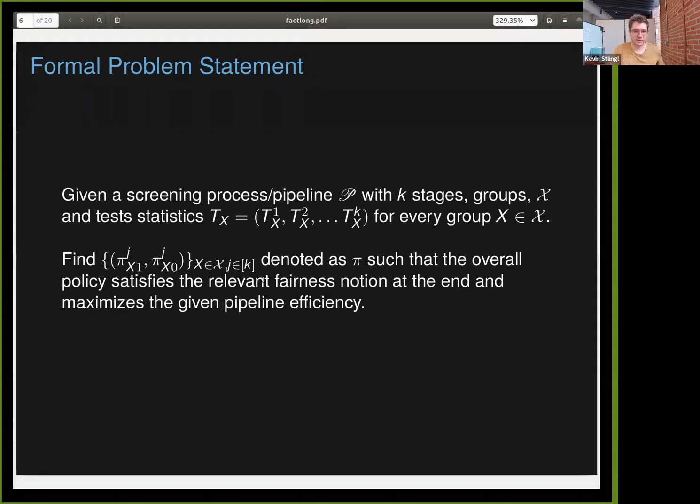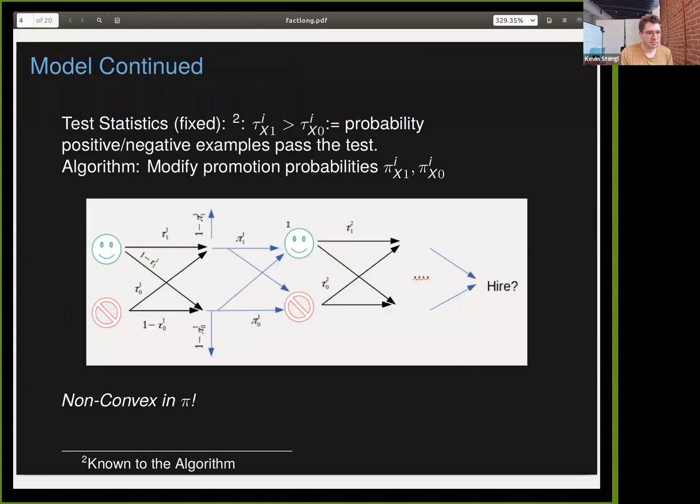So I'm going to walk you through the formal problem statement, which is: you're given a screening process pipeline with K stages. So that's the K tests, some groups in the population, and these test statistics. And looking back, if I flash this plot again, the test statistics are these probabilities that positives pass the test.